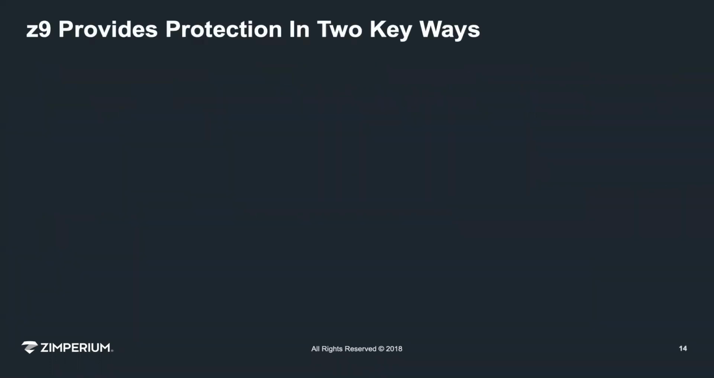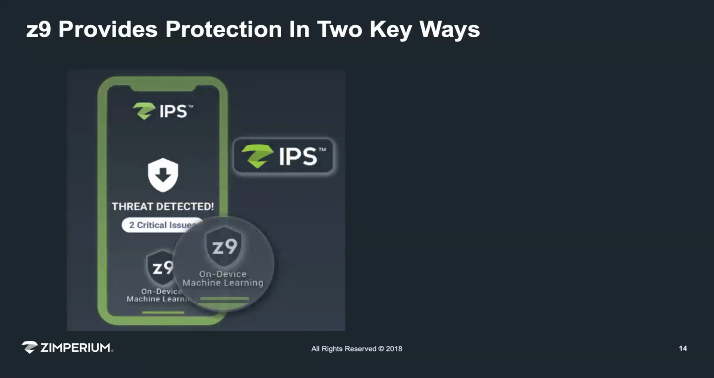The way that Zimperium is able to provide this on-device detection is really in two key ways. First, from an enterprise perspective, we have our zIPS application, which the user can download from the public app store. It can be deployed via an MDM, MAM, or UEM system, EMM, however you want to define it. This is where we do detections, display them to the user, and give enterprises some granular controls to protect their data that may be distributed across the device, but it's all powered by that on-device Z9 engine.